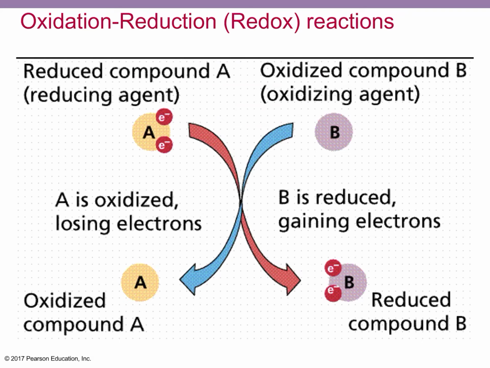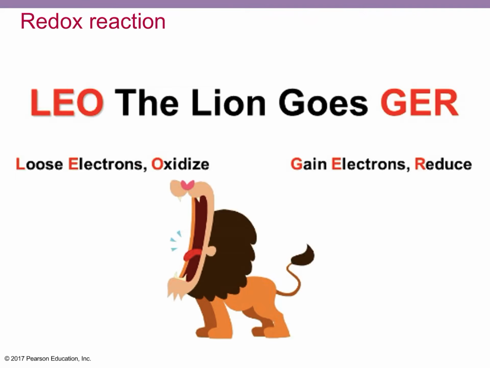In oxidation reactions, I like to always think about this mnemonic, Leo the lion goes grr, where if a compound loses electrons in the chemical reaction, it's said to be oxidized. If it gains electrons in the chemical reaction, it's said to be reduced.